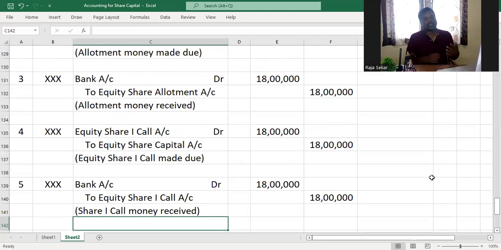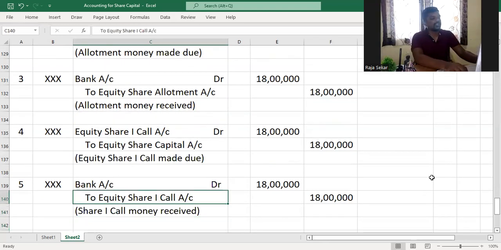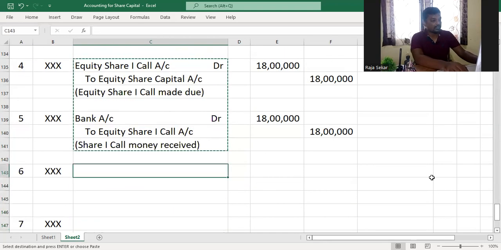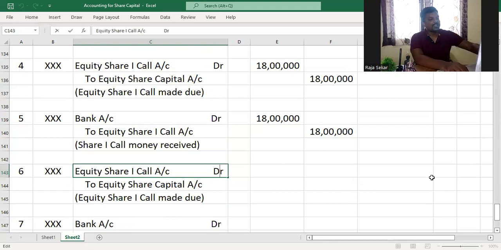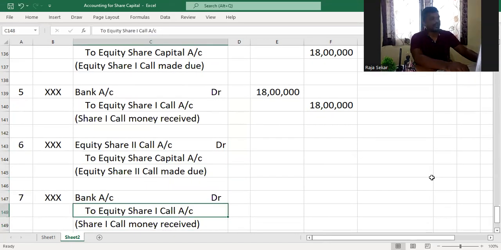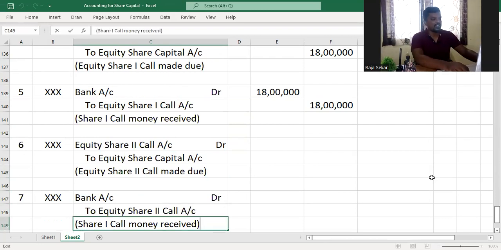After that, we would make the second call due and receive the second call money. The journal entries would be the same. The amount we'll have to calculate. Journal entry would be equity share second call account debit to equity share capital, equity share second call made due, and bank account debit to equity share second call for receiving the second call money. Share second call money received.